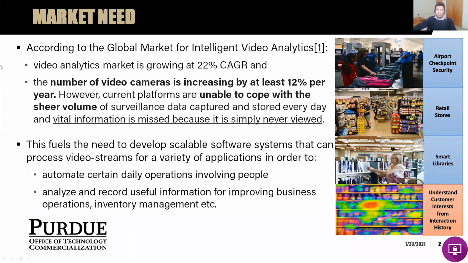The video analytics market is growing at a rapid rate of 22%, and because of the increasing demand, the number of video cameras used is increasing by 12% per year. However, current solutions can't process huge amounts of data that is being captured and stored every day, and hence vital information that could be derived from such data is being missed because it is simply never viewed.